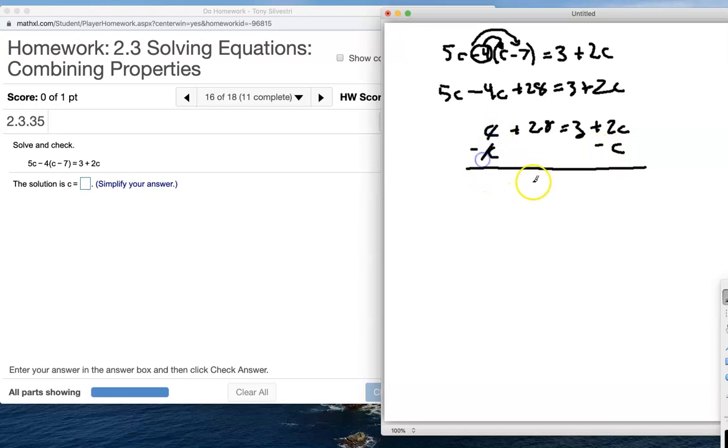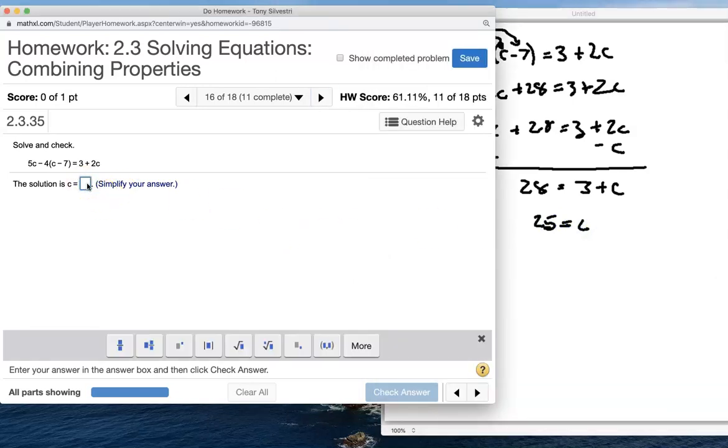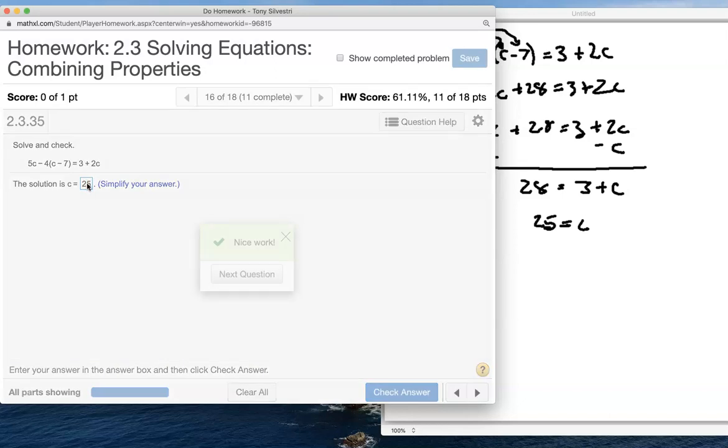This cancels. Got 28 equals 3 plus c. Okay, 2 minus 1c. I'm going to subtract 3 from both sides. I got a nice plain 25. Hoping and praying that that's the right answer.